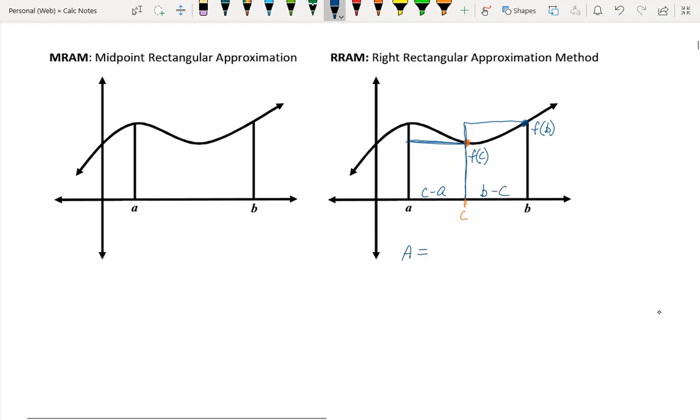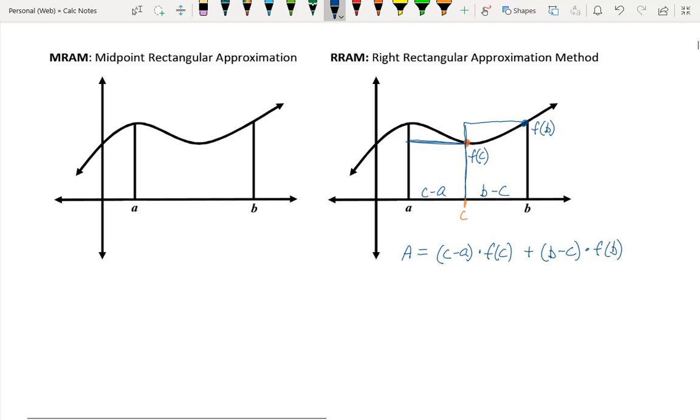So the area would be the base on the left, c minus a, times the height of the right side of that rectangle, which is f of c, plus the base on the right side, b minus c, times the height on the right side of that rectangle, which is f of b. Okay, so that's a right-hand rectangular approximation.